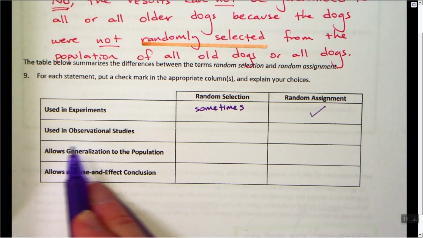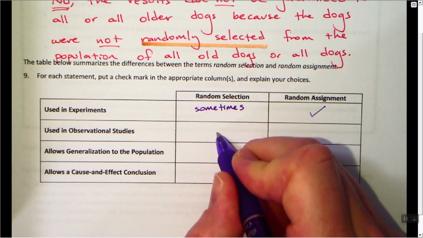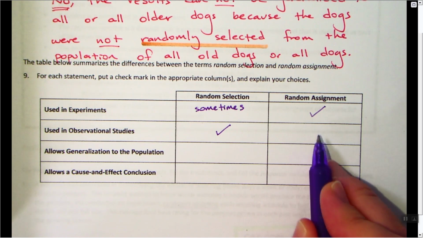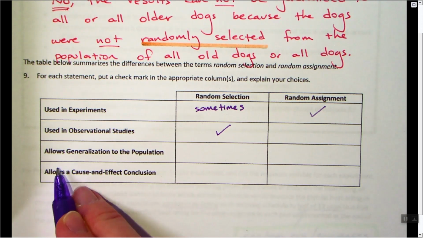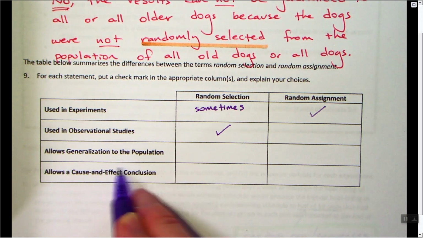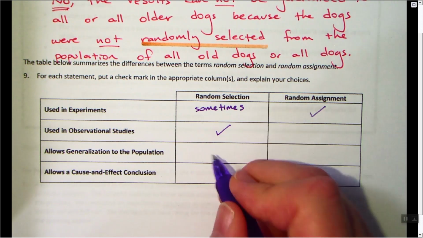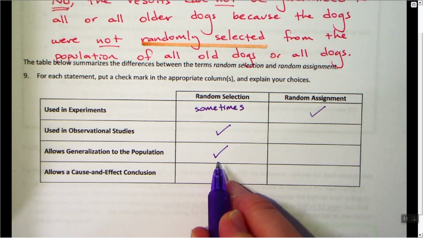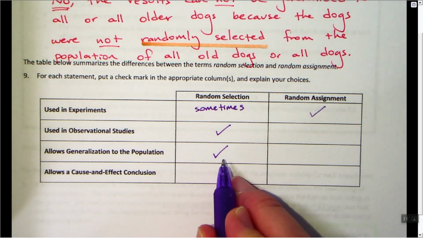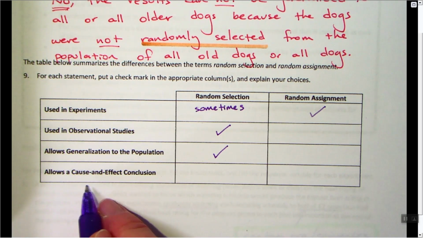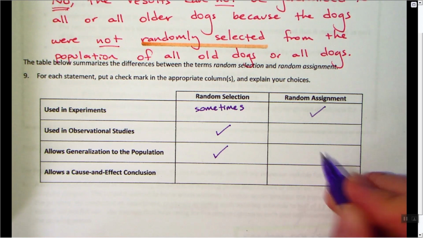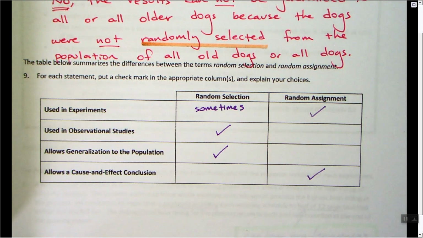Which is used in observational studies? Well, random selection is. It's not random assignment because I'm not assigning any kind of treatment. Which allows generalization to the population? Well, random selection. If you use random selection, you can then generalize to the entire population. Okay, which allows cause and effect conclusion? Well, that happens in experiments which use random assignment.